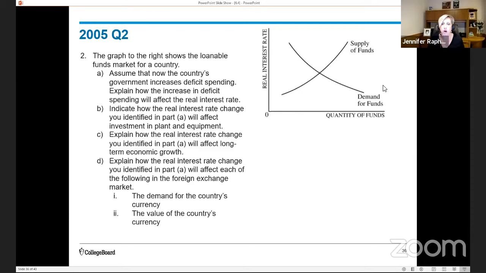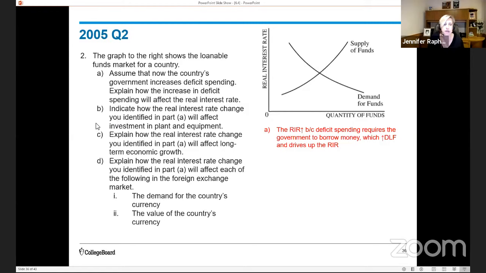So we have a loanable funds model, and we're asked to assume that the country's government increases deficit spending, and to explain how the increase in deficit spending will affect the real interest rate. Well, we know deficit spending must be financed by borrowing. It's going to increase the demand for loanable funds, which is going to drive up the real interest rates. So when you see that word explain, chances are you're going to need to say why or explain how, and because is a really good way of doing that.